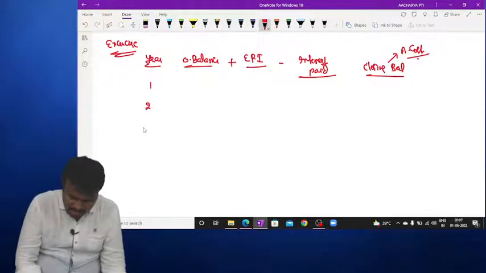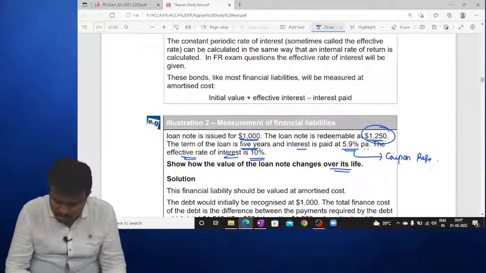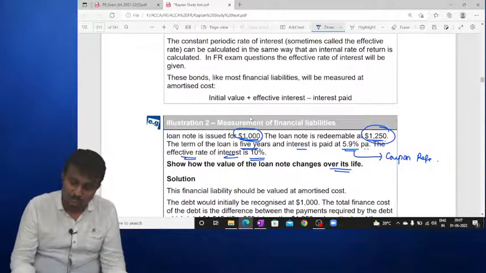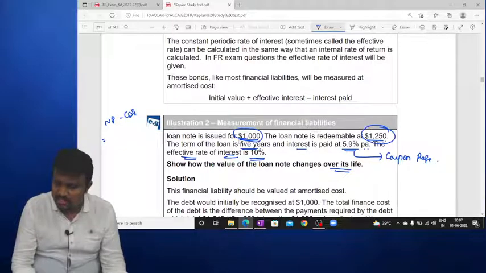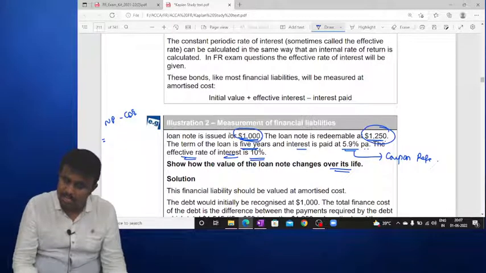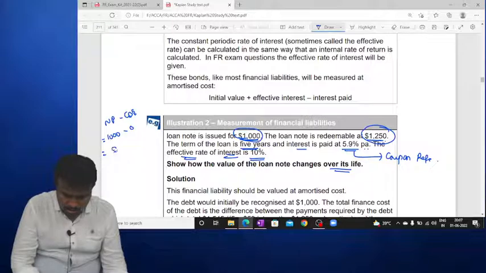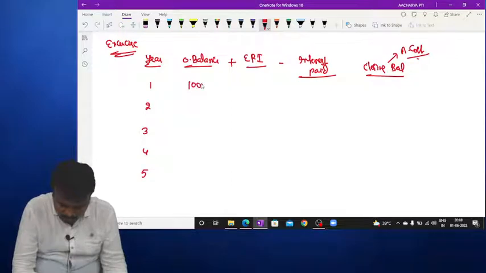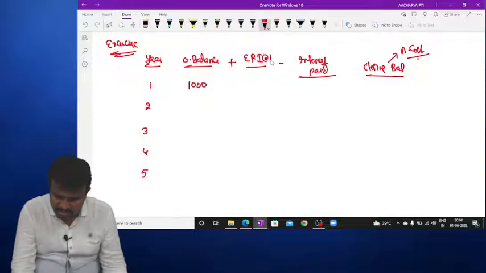So in total, how many years are there? 5 years. Initially that loan note was issued at what price? 1000. This is the net proceeds. Generally, initially the loan notes are recognized at net proceeds minus cost of issue. If the loan notes are issued at par, then par value is the net proceeds, 1000. There is no cost of issue, right? So the initial recognition is 1000. And the effective rate of interest is 10%, while the coupon rate is 5.9%.